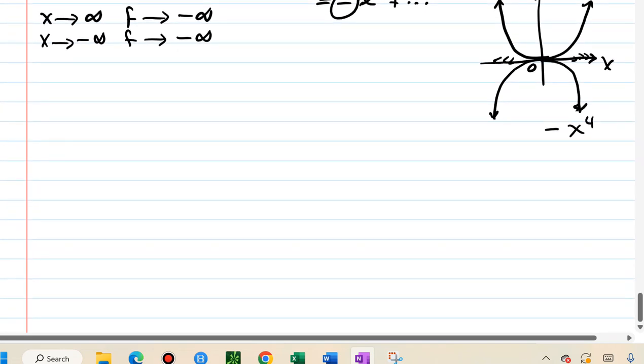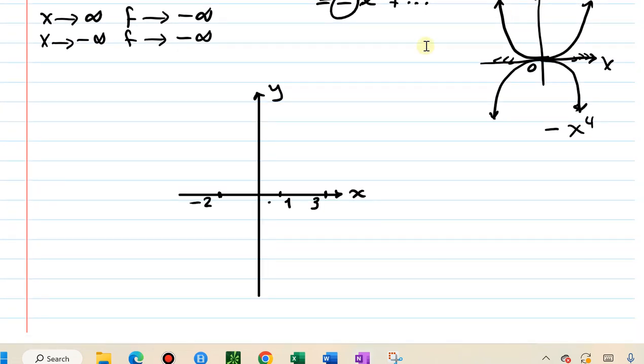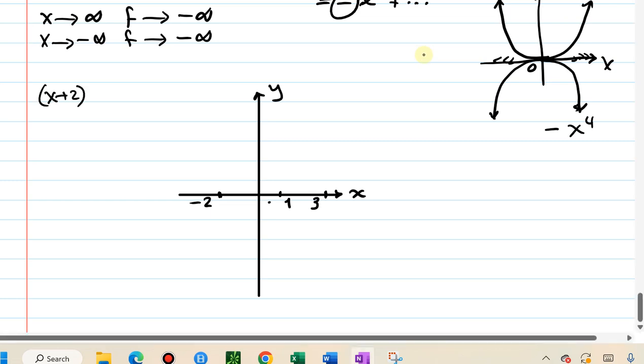So let me draw my coordinate system here. All right, so there we have it. I have my coordinate system. I went ahead and plotted the x-intercepts on my coordinate axes. Remember, the factors were x plus 2 squared, so at that point, it's going to touch and bounce.